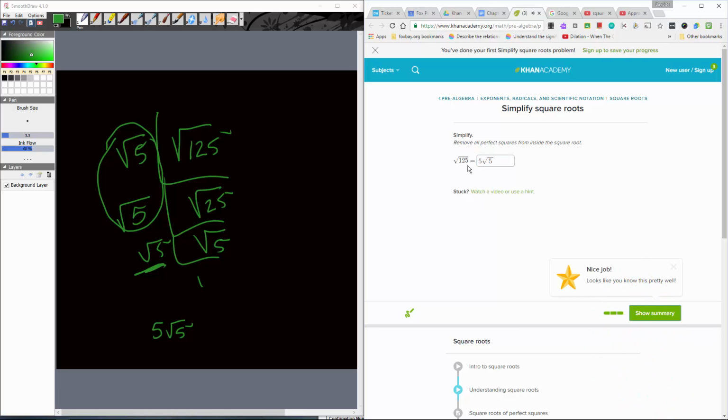Now you might be wondering, how do you get back to this number again? And all that you do is you take this number and square it. So 5 times 5 is 25. And then 25 times 5 is 125. And that's how I go from this number back to square root of 125. It's not asking you to do that right now, but in the future it will. So I want to make sure you understand how we did that.